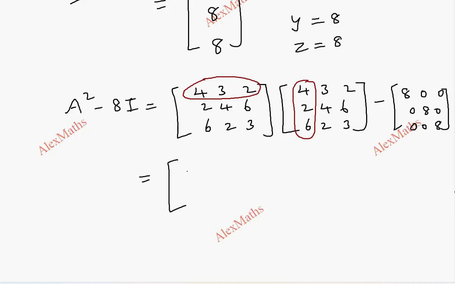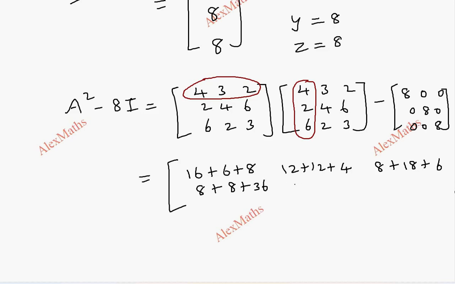So this will be 4, 4, 16, 3 2s are 6, then this is 8. Then move to the next column, 4 3s are 12, again 4 3s are 12, then 4. Again next column, 4 2s are 8, plus 18, plus 3 2s are 6. And coming to the second row, 4 2s are 8, plus 8, plus 36. Then again, coming to the next column, 3 2s are 6, 16 and 12. Then coming to the last column, 4 plus 4 are 24 plus 18.